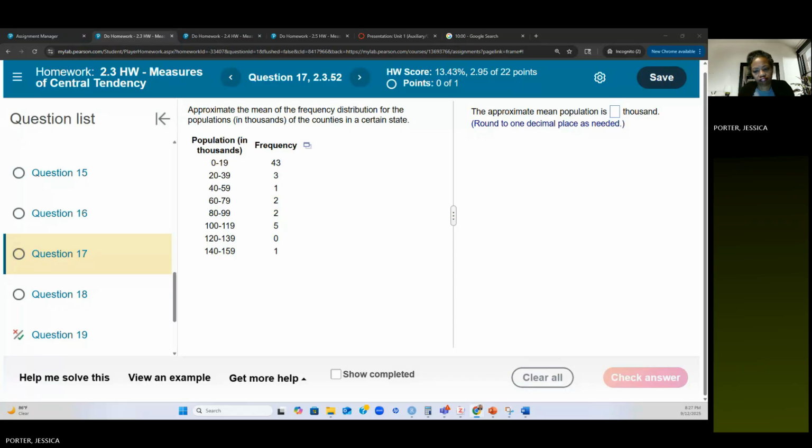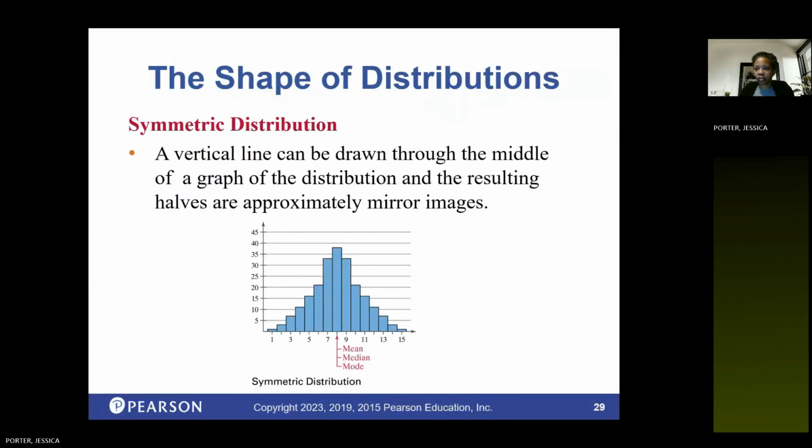Okay. Now we get into shape. So the shape of a distribution. First one we have is symmetric. That means the halves are mirror images of each other. A vertical line can be drawn down the middle, and the mean, the median, and the mode are the same. That's a symmetric distribution.